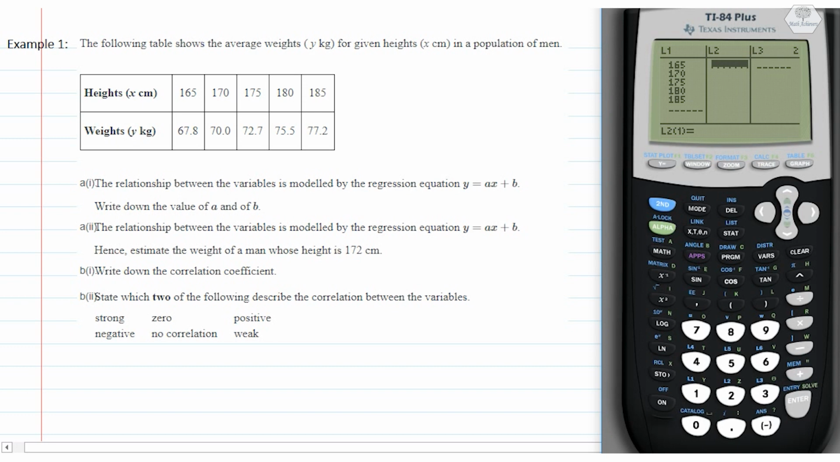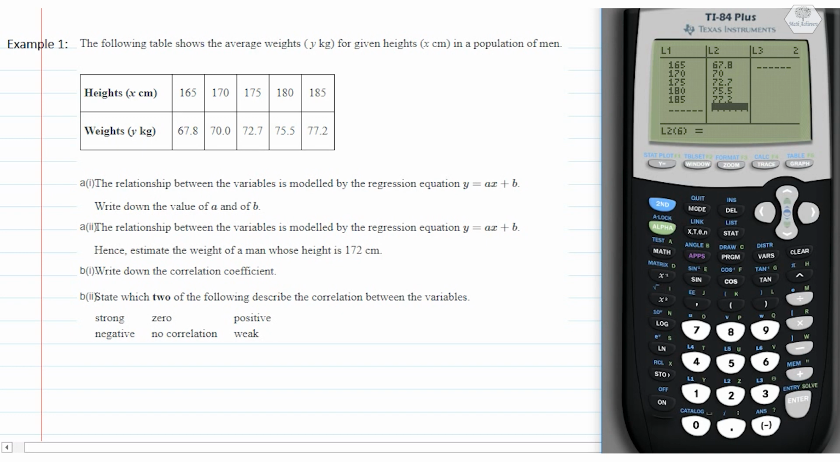Let's fill the second list, which is the y: 67.8, 70.0, 72, and finally 77.2. Now we've filled the list.